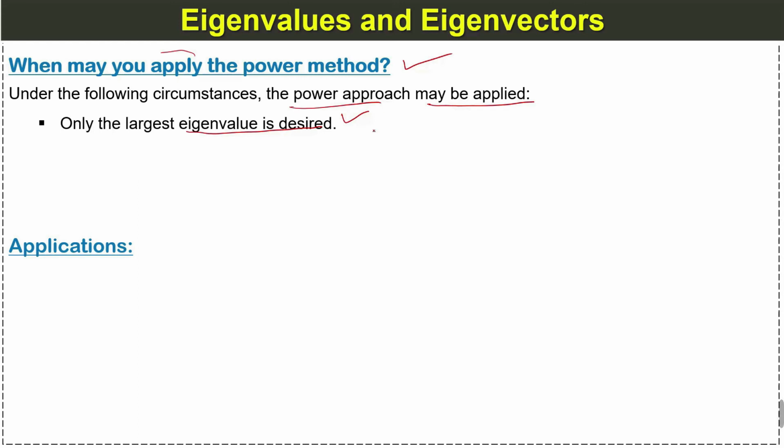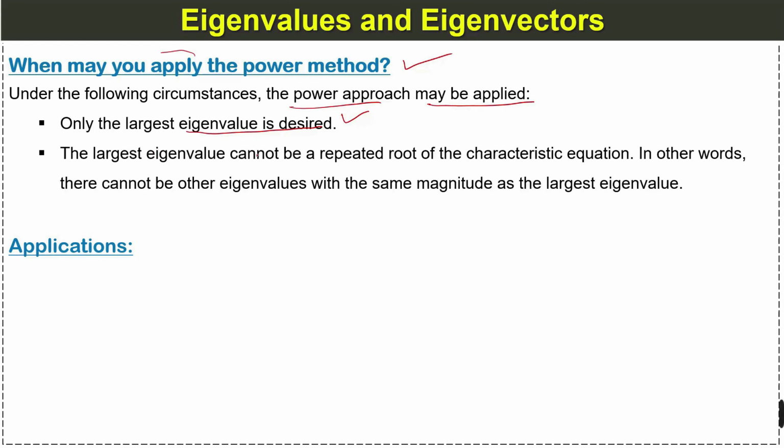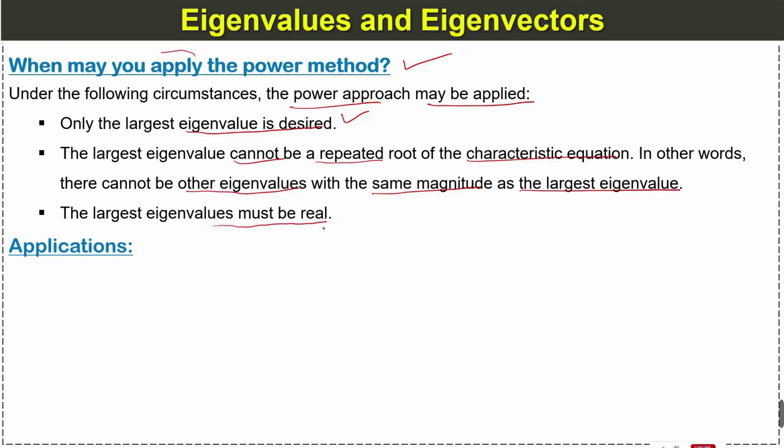Next, the largest eigenvalue cannot be a repeated root of the characteristic equation. In other words, there cannot be another eigenvalue with the same magnitude as the largest eigenvalue. This is the second condition. Next, the largest eigenvalue must be real, because we only apply the basic power method when we desire to calculate the real eigenvalue of the matrix.